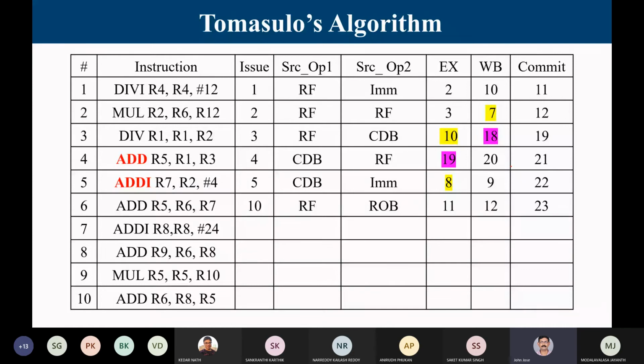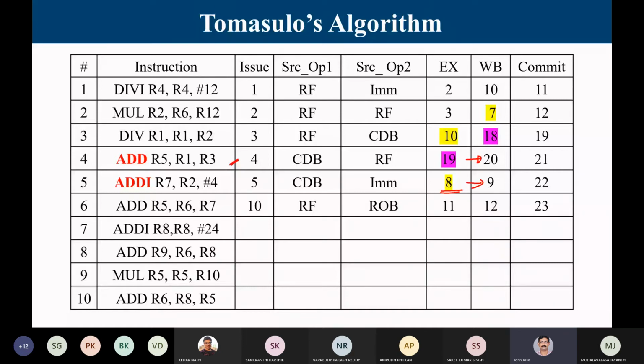Yes. Now you tell me, the issue is not happening at 6. I can issue only now at 10. What is the reason? The issue is delayed. We have only 2 reservation stations for add. The first instruction is in the reservation station until 19, and only at 20 it is released. And this one is there at 8, until 9 it is going to happen.